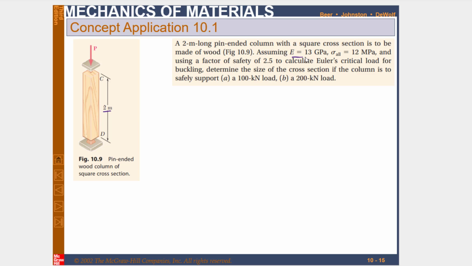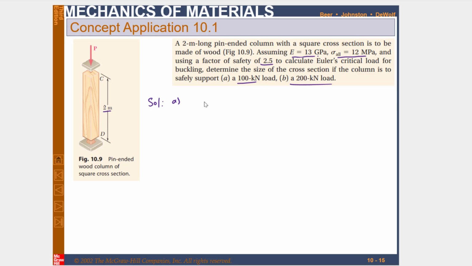Also, E is given, the modulus of elasticity, that is 13 gigapascal, and allowable stress is 12 megapascal, and factor of safety is 2.5. So what we have to do is calculate the Euler critical load for buckling and determine the size of the cross section if the column is to safely support a load of 100 kilonewton and 200 kilonewton. So let's start with the solution. As you have the data available here, you can see you have the factor of safety, the allowable stress, and the load is given. Modulus of elasticity is given.